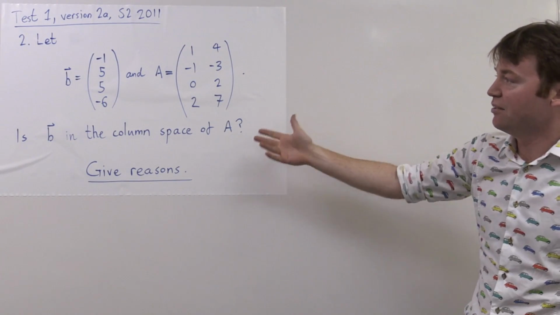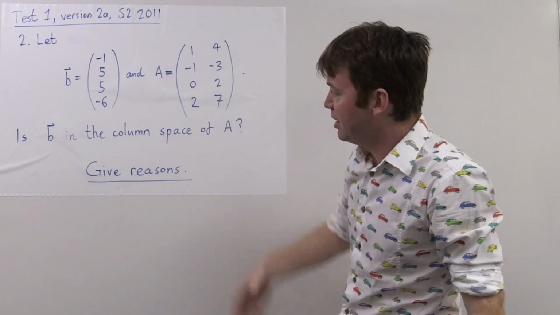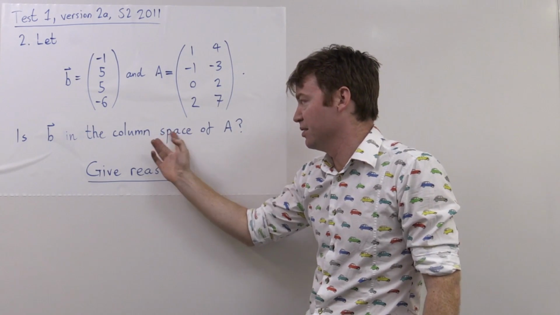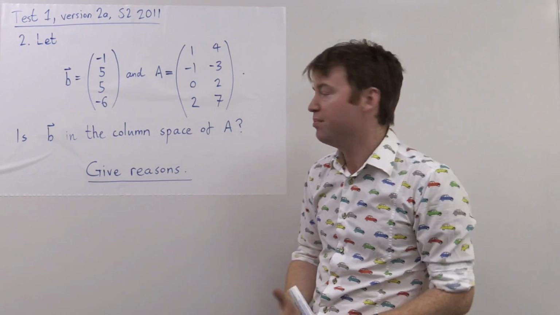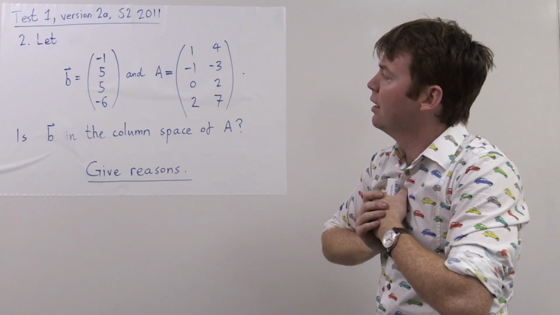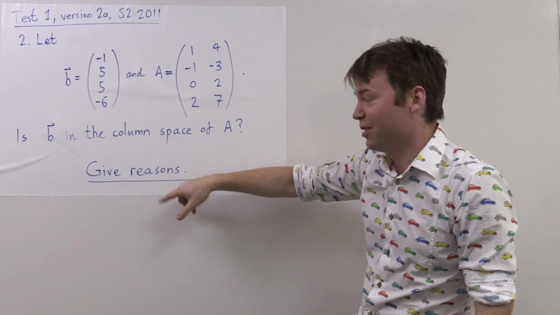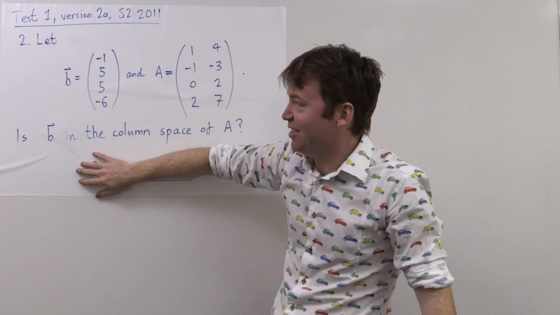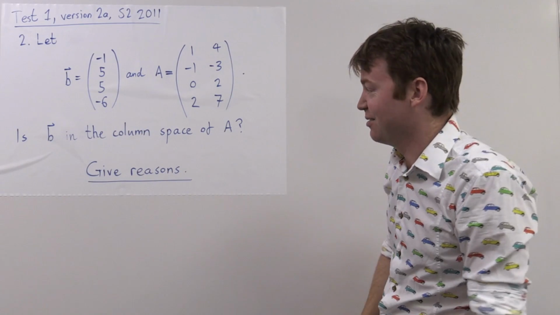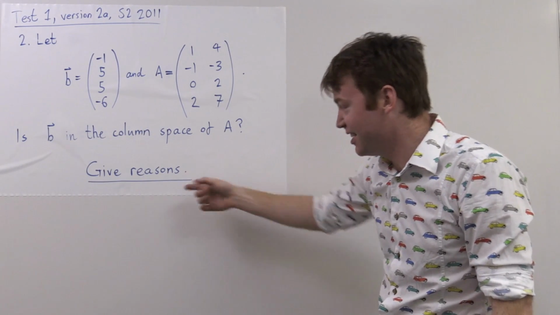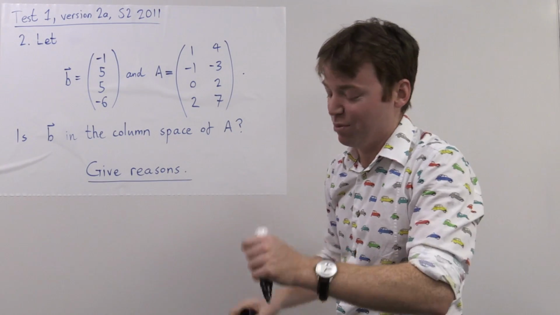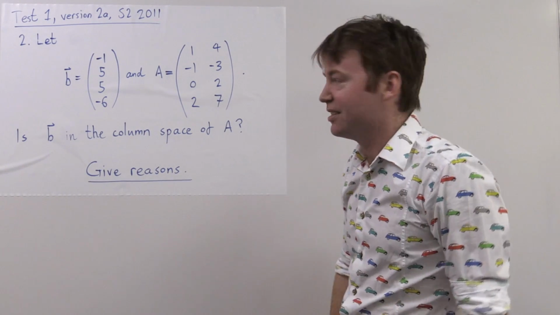Okay, here we have some vector from R4 and some matrix. Is B in the column space of A? And maybe I just want to spend a little bit of time unpacking what it means, the word column space of A, what that actually means. Also it says give reasons, so theoretically you could just say yes or no, and that would be a 50% chance of getting the right answer and getting full marks. But it says give reasons, so just saying yes or no doesn't actually get you anywhere. What really gets you the marks here are the reasons.